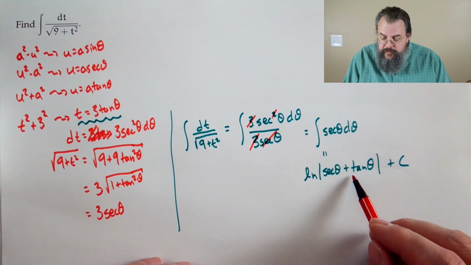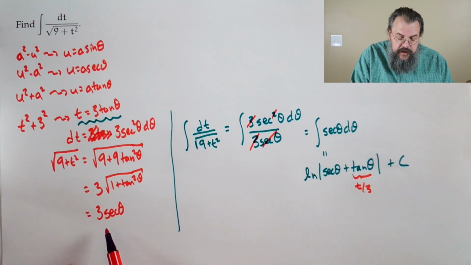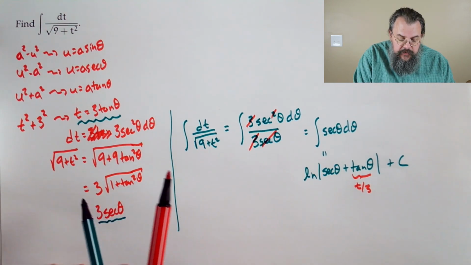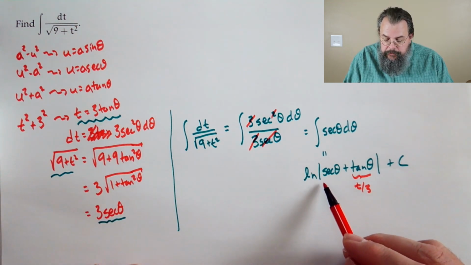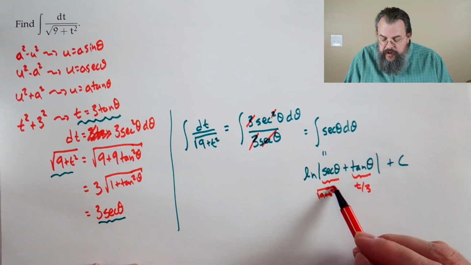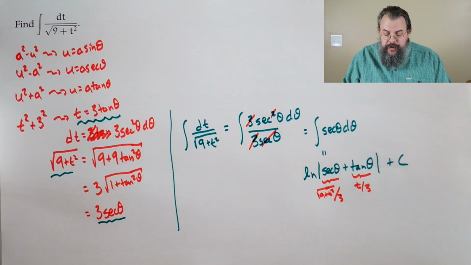So we can replace this by t over 3. And secant of theta, well, that's this piece right here. We see secant of theta, and we can say that's going to be the square root of 9 plus t squared over 3. Now, if we didn't know that, what could we have done?